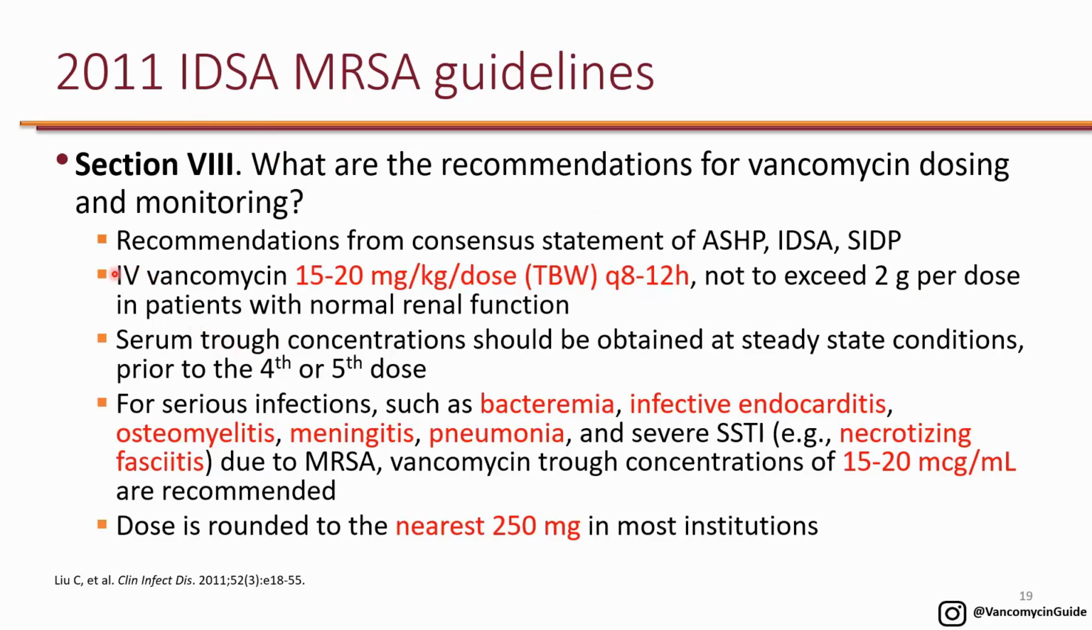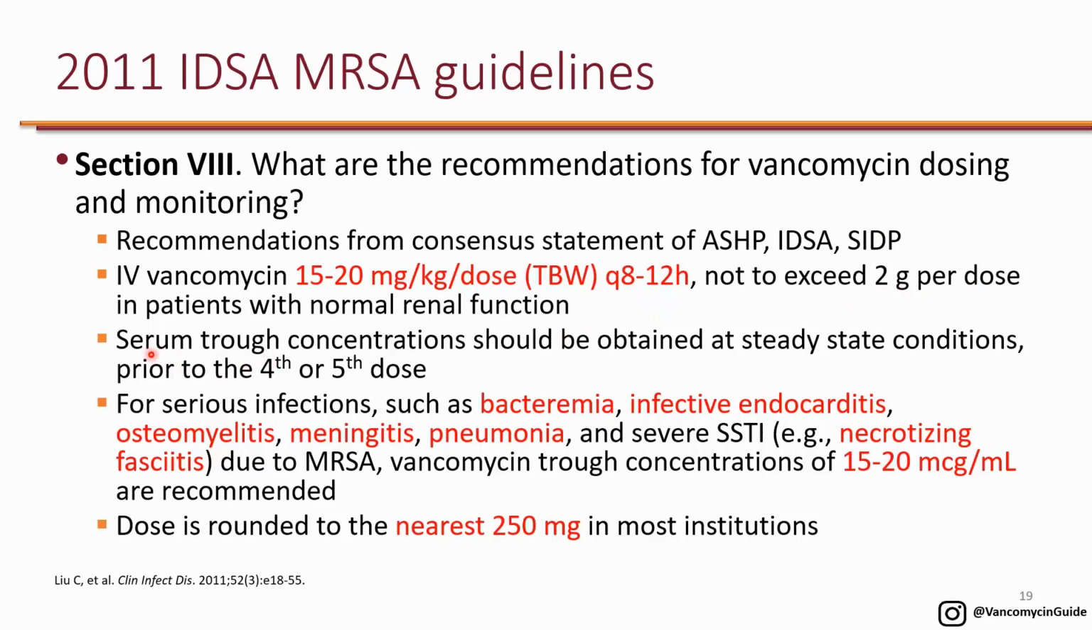Basically they recommend that for IV vancomycin, you can use between 15 to 20 milligram per kilogram per dose, and that's using total body weight. So once you determine the dose, then you determine the frequency. That's typically every 8 to 12 hours in patients with normal renal function. And they recommend not to exceed 2 grams per dose. So if someone is obese, they recommend not to exceed 2 grams per dose in order to avoid nephrotoxicity.